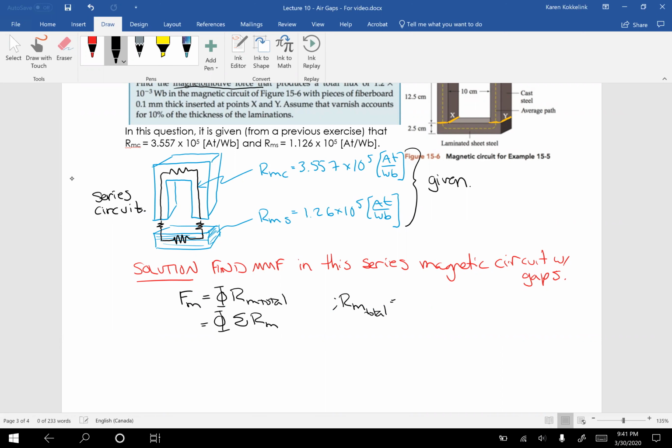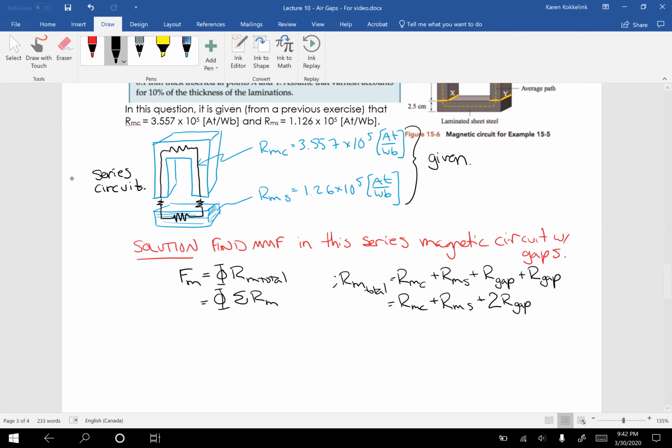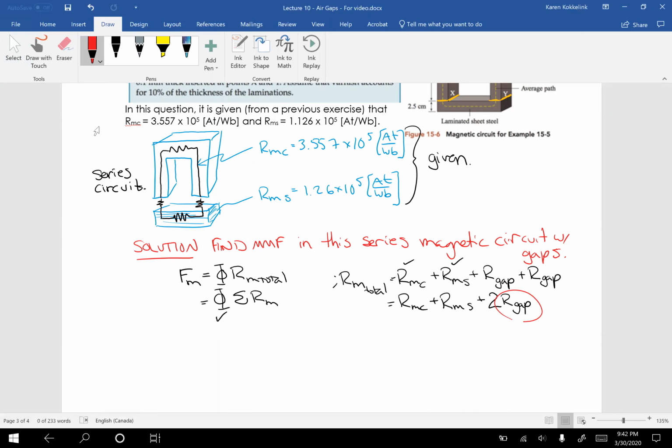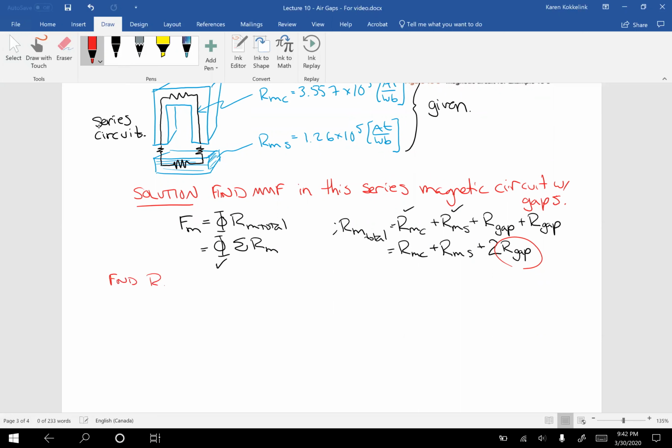So the total reluctance is equal to the reluctance of the cast part plus the reluctance of the sheet part plus the reluctance of the first gap plus the reluctance of the second gap. So we could write that by adding the two gaps together, but don't forget that there are two gaps, so you do need to multiply them by two. But the reluctance is the same for each of those gaps because they are both the same dimension. So in this problem, we are given flux, and we have to calculate the sum of the reluctance. We are given the cast part and the sheet part. So in this problem, really all we need to do is calculate reluctance of the gap. So let's find reluctance of the gap.